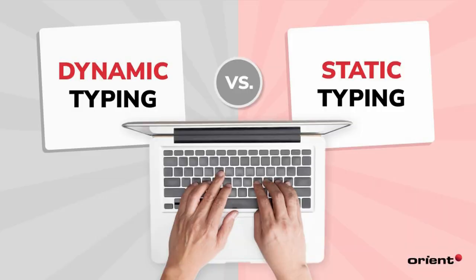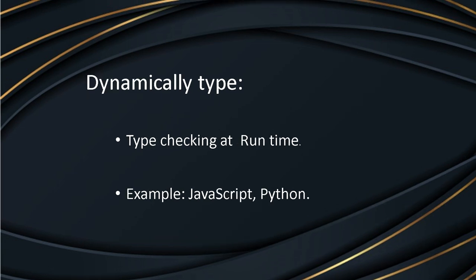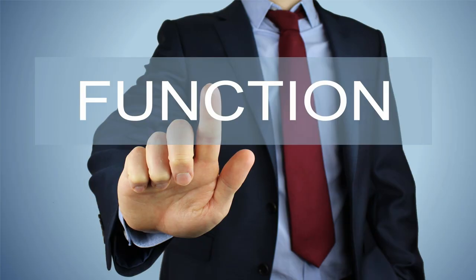And then we have to see dynamically typed and statically typed. First, statically typed. Statically typed types are checked at compile time, before running the program. Errors are caught early. For example, Java, C++, TypeScript and all are statically typed. Okay. And then dynamically typed. Type checking happens at runtime while the program is running. For example, JavaScript, Python and all are dynamically typed. Okay. And then we have to see function.